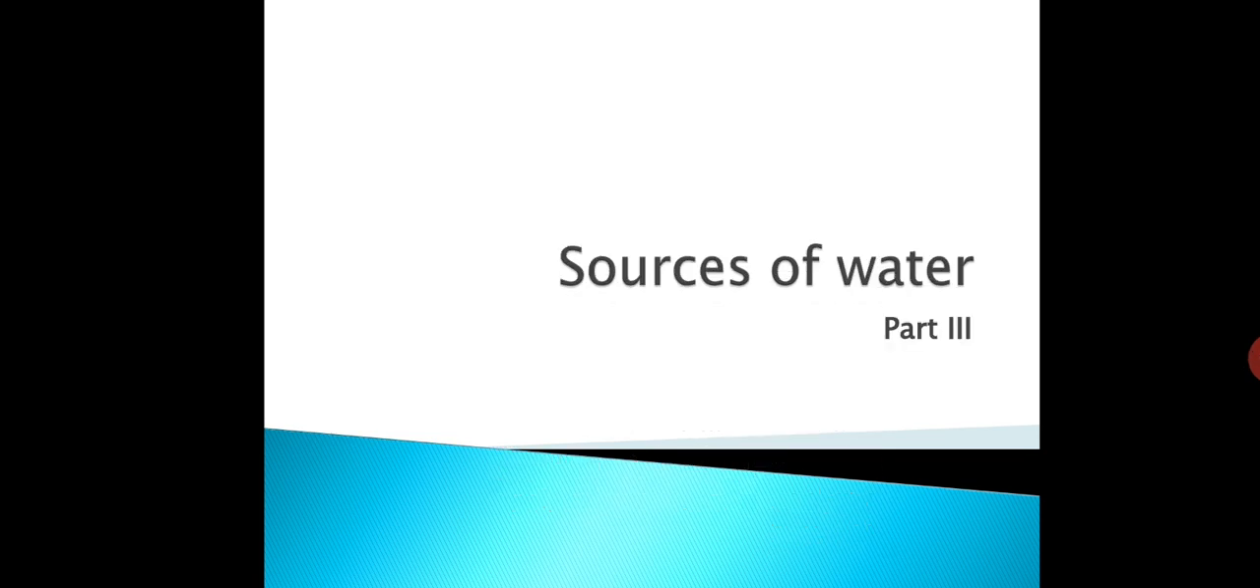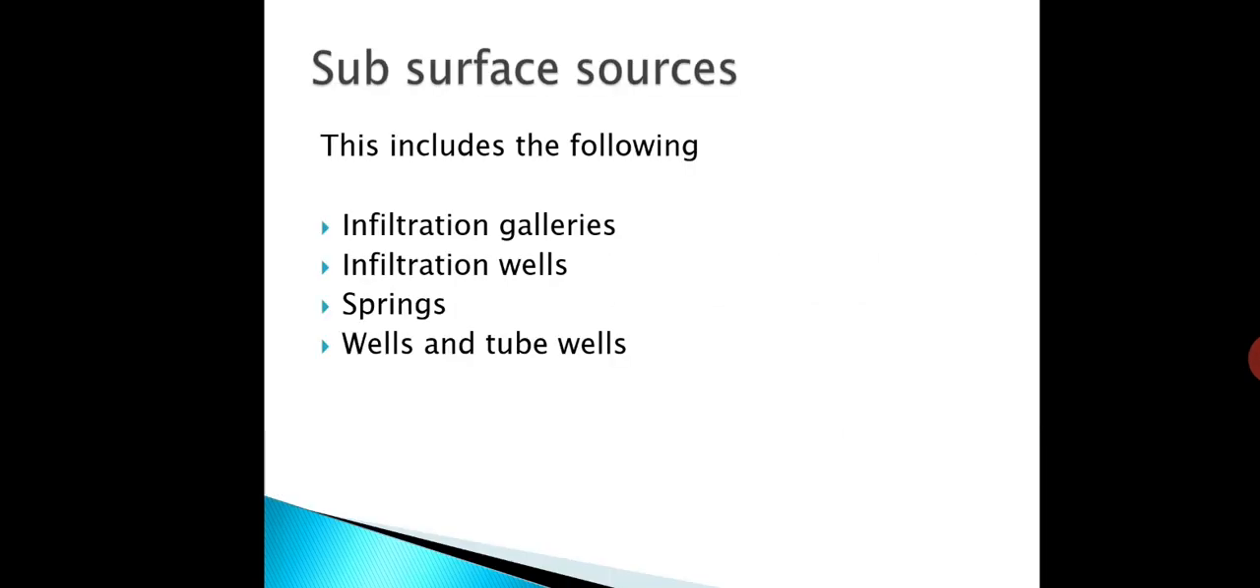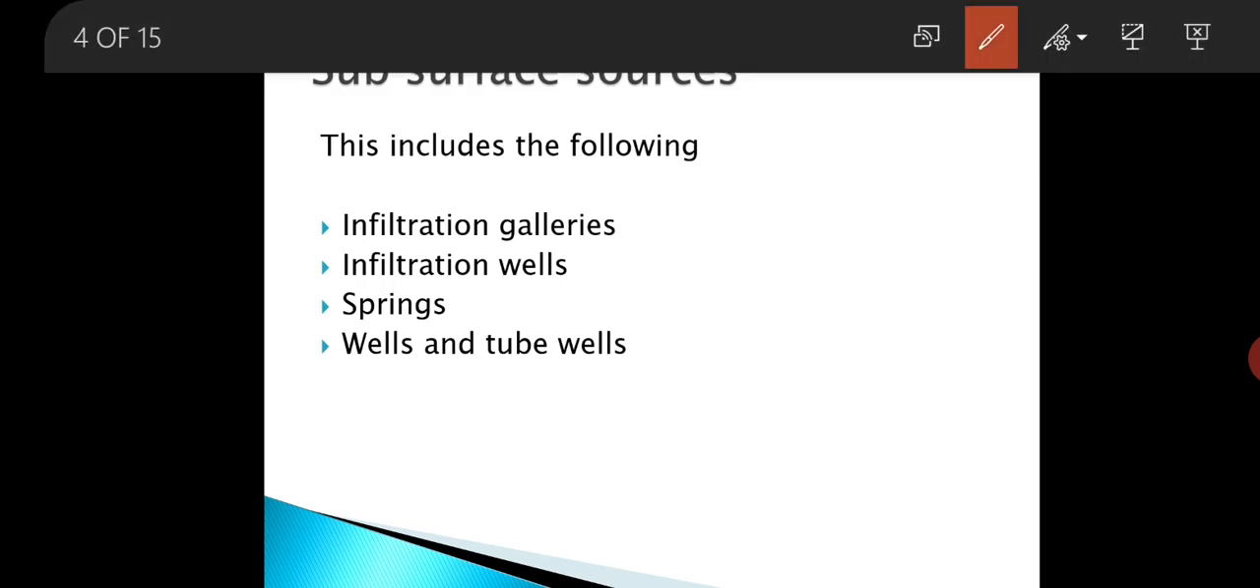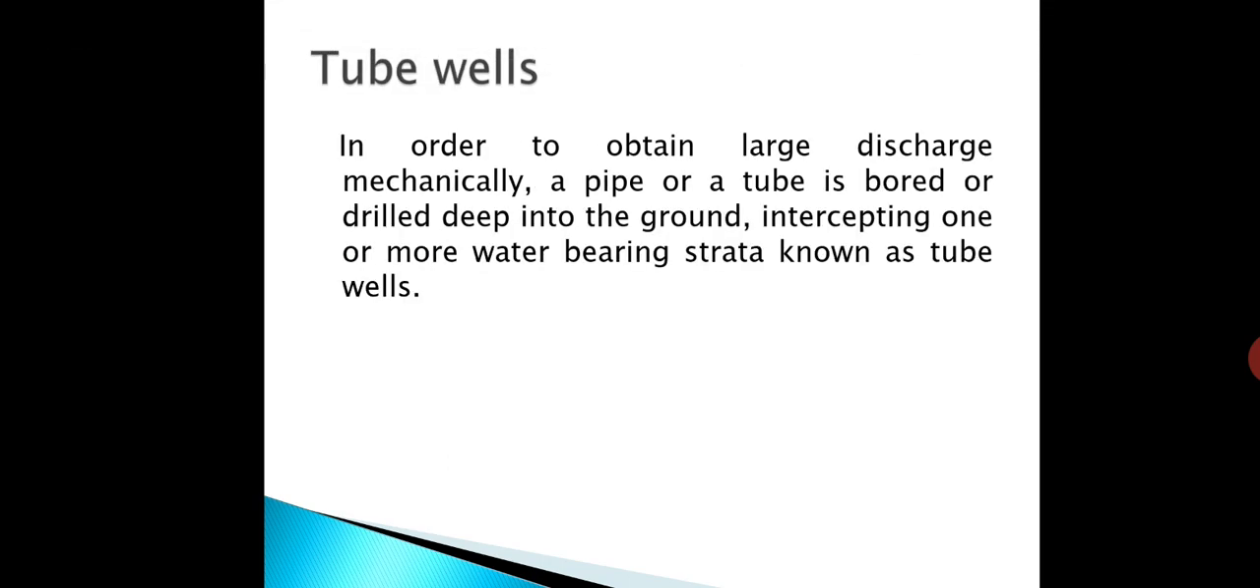In the last class, we have discussed the subsurface sources such as springs and wells. And today, we are going to discuss the next subsurface source, that is tubewells. In order to obtain large discharge mechanically, a pipe or a tube is drilled deep into the ground so as to obtain water, and this is known as a tubewell.